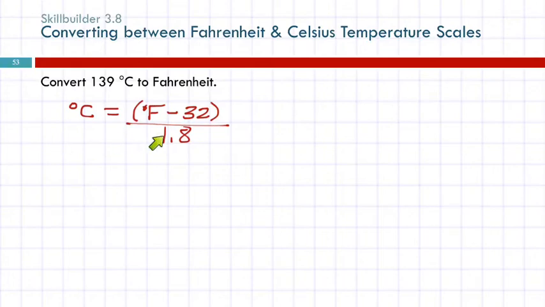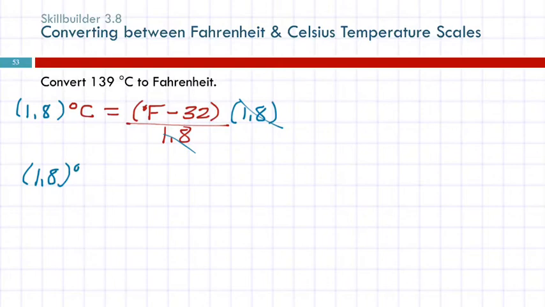Well, I need to rearrange this equation. So if I multiply both sides by 1.8, so times 1.8 and times 1.8, then the 1.8 cancels with the 1.8 and goes away, right? So I have 1.8 times the temperature in Celsius now is equal to the temperature in Fahrenheit minus 32.